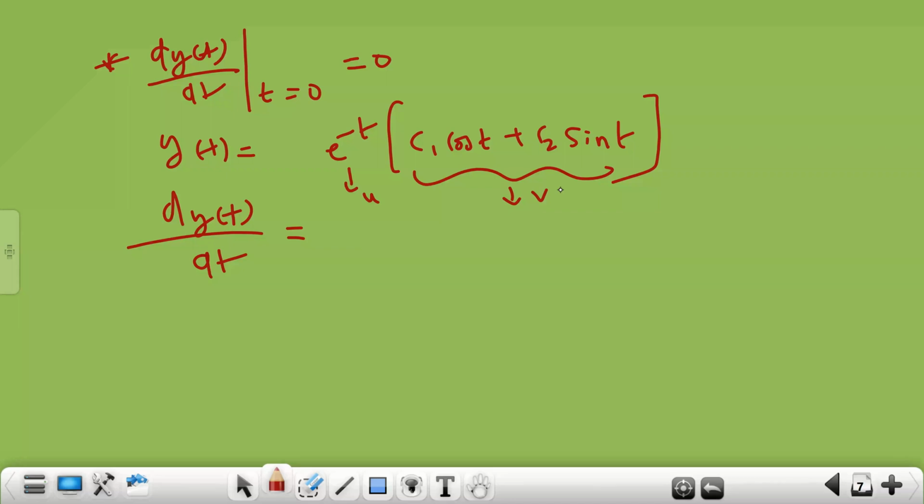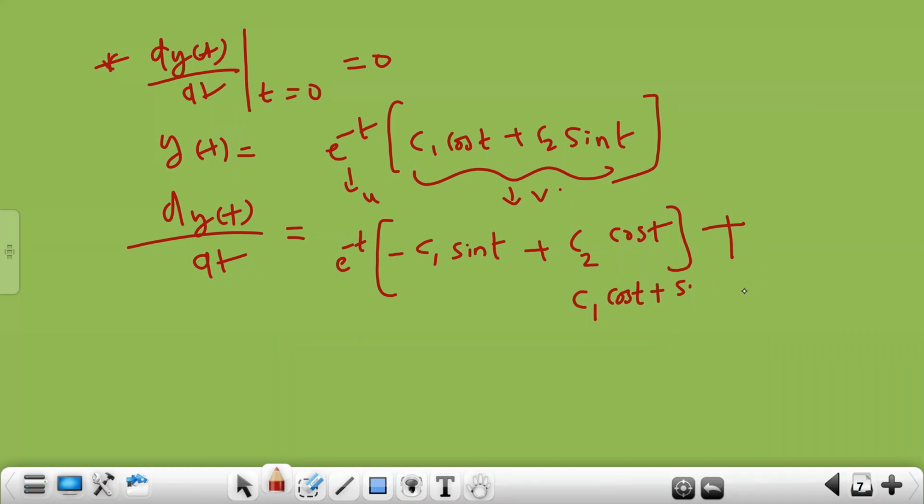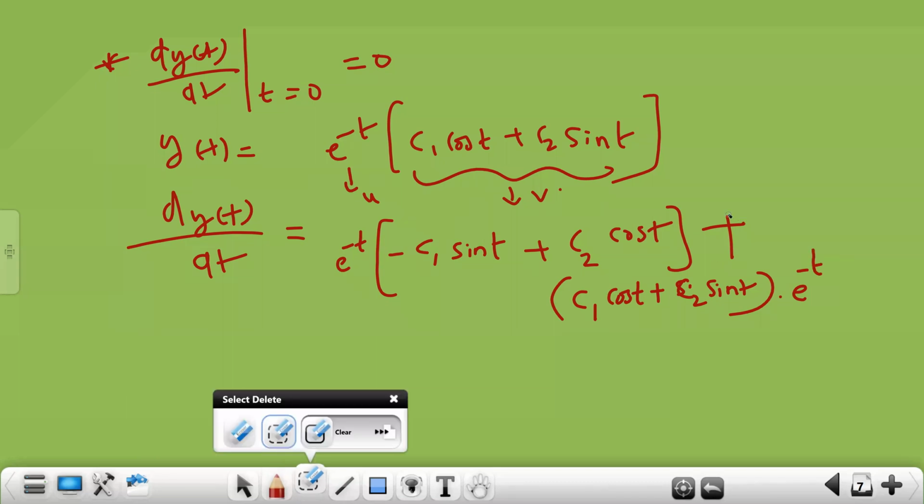Sir, e power minus t into the differentiation of C1 cos t plus C2 sin t. Derivative of u is differentiation of minus t, and the derivative of v is minus C1 sin t plus C2 cos t. Plus the second term, C1 cos t plus C2 sin t into minus e power minus t. Yes, very good. So we have to put minus over.